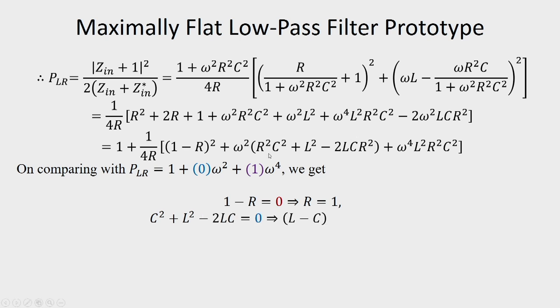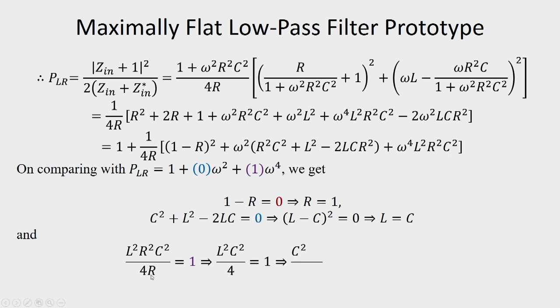The other term, when R equal to 1, we get C square plus L square minus 2LC equal to 0. And therefore, L minus C whole square becomes 0, which implies L equal to C. The last term, L square R square C square by 4R, this becomes 1, and since R is equal to 1, we get L square C square by 4 equal to 1. And we have seen L equal to C. So, we can solve for L equal to C equal to root 2.